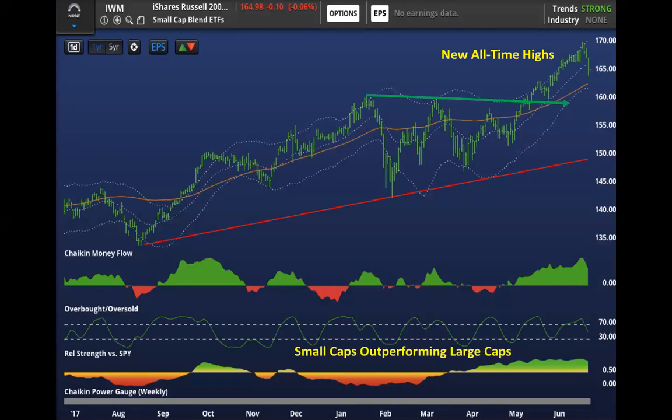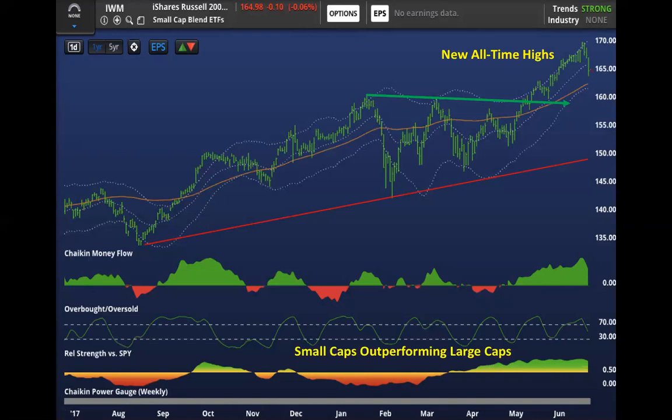IWM broke out in May above this minor downtrend line. It's holding the uptrend. Look at that Chaikin money flow. Big mountains of green, and small caps are outperforming large caps. How do we know that? Our relative strength indicator versus the SPY is green, telling you that small caps are outperforming. And again, they did that today.